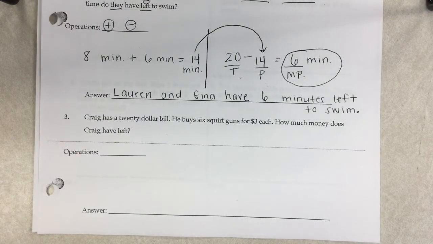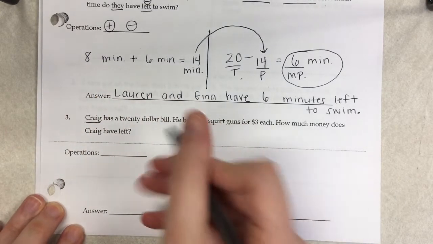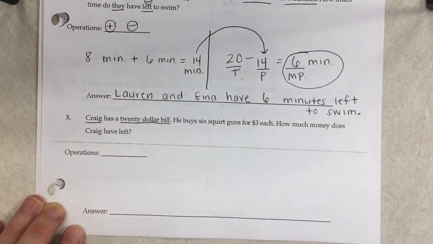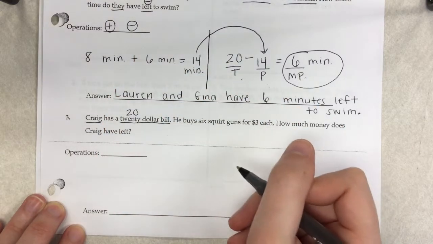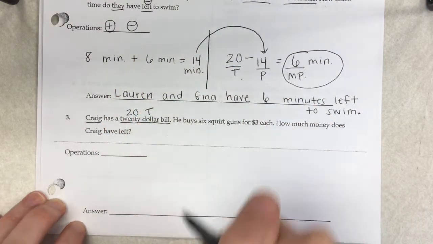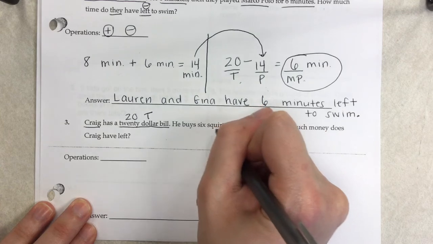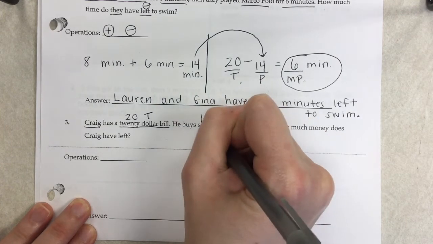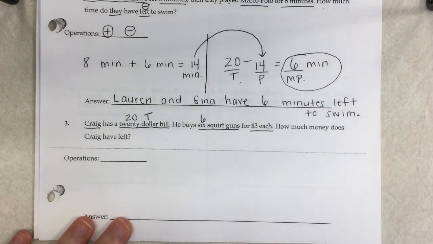Number 3, last one. Craig has a $20 bill. So I'm going to underline $20 bill. I'm going to put my number 20 in standard form. That's the total amount of money Craig has to begin with. He buys 6 squirt guns. So 6 squirt guns, put it in standard form, the number 6, for $3 each.